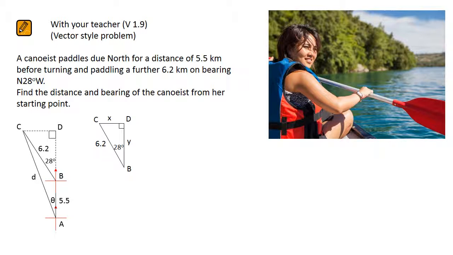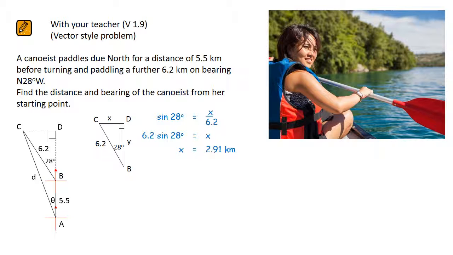We can use trigonometry here to work out distances x and y. To find x, the question involves the opposite and the hypotenuse. It makes it a sine question. The sine of 28 equals opposite x over hypotenuse 6.2. Rearrange and solve and we'll find that x equals 2.91.